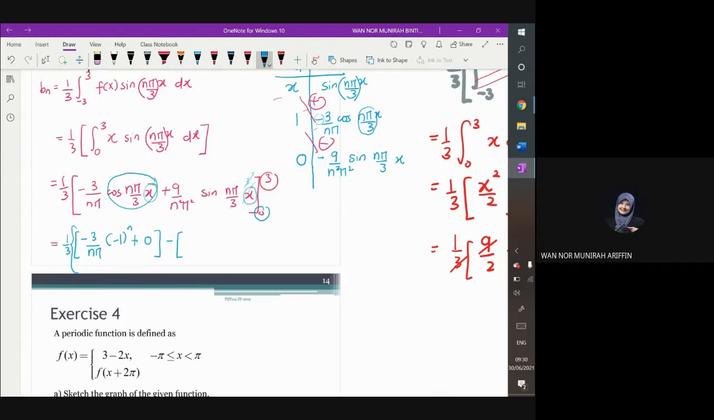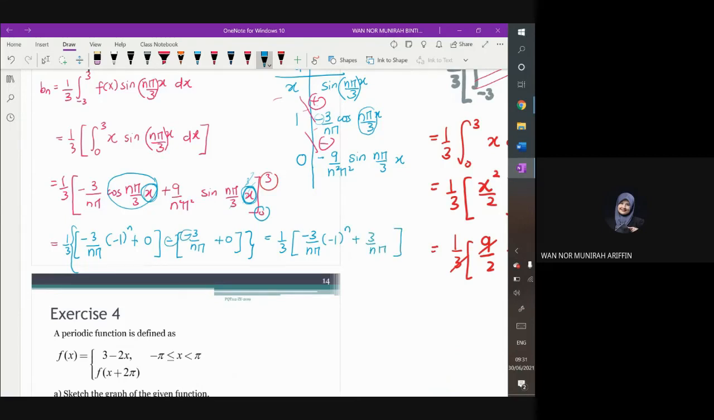When you substitute 0 here, cos n pi over 3 times 0 is cos 0. So cos 0 is not 0, cos 0 is 1. So you will get negative 3 over n pi times 1. When you substitute x equals to 0, sin n pi over 3 times 0 is sin 0, sin 0 is 0. So that I will get 1 over 3. Here we have negative 3 over n pi, negative 1 to the n. Negative negative is positive, plus 3 over n pi.